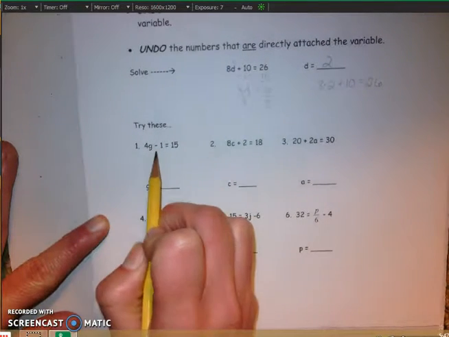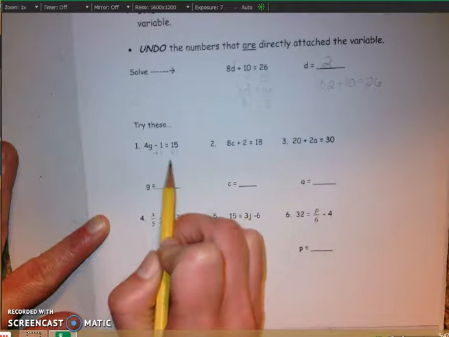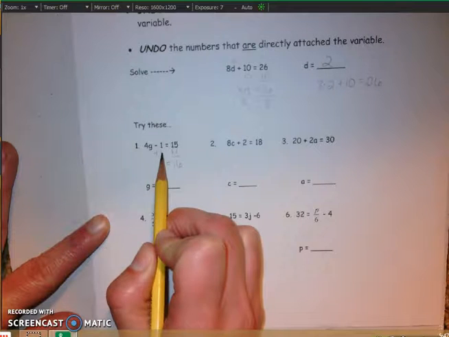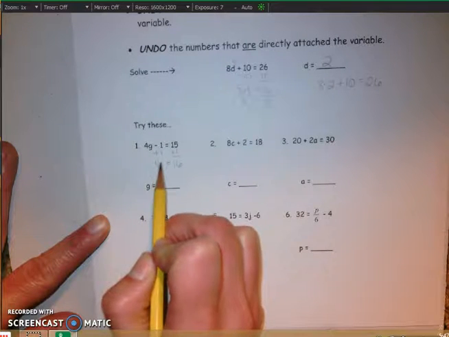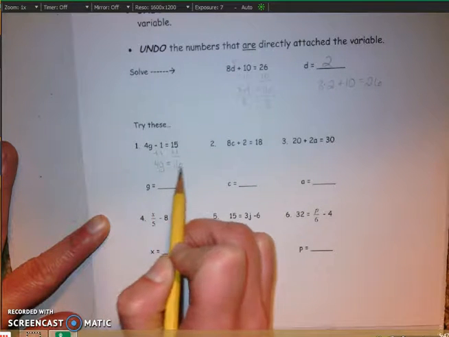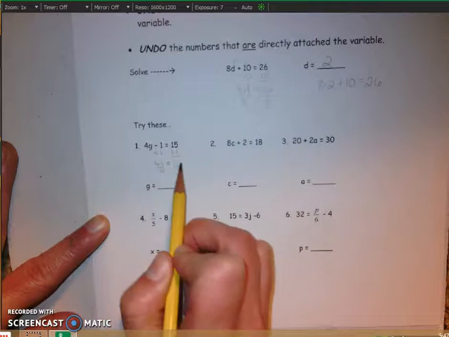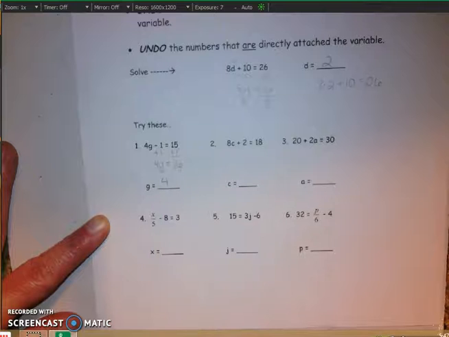You should have added 1. 16. Negative 1 plus 1 is 0. 4g. Divide by 4. G is isolated because the 4's cancel. 16 divided by 4 is 4. Try number 2. Pause the video.